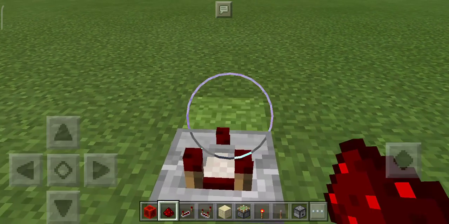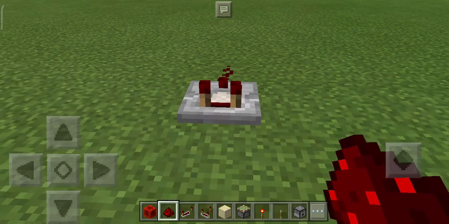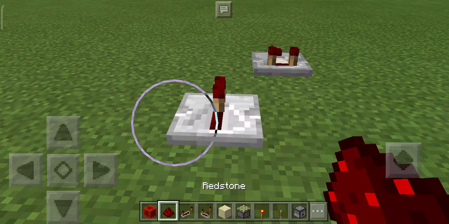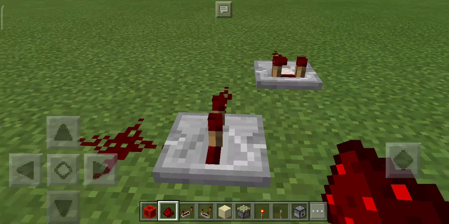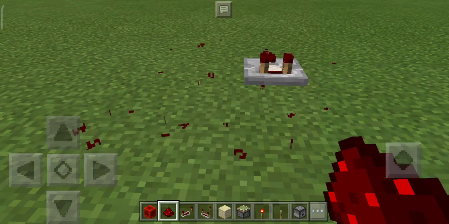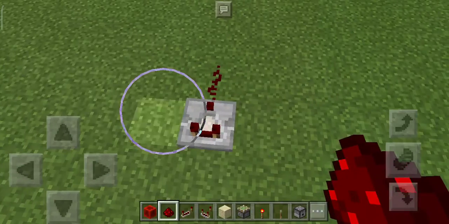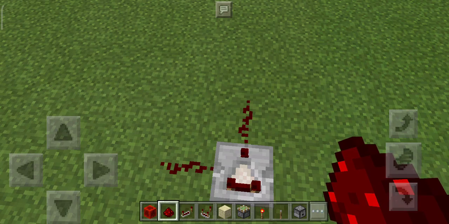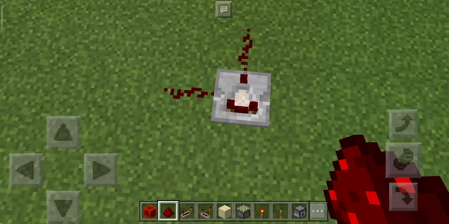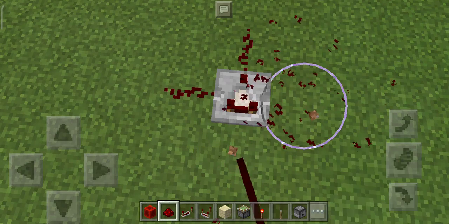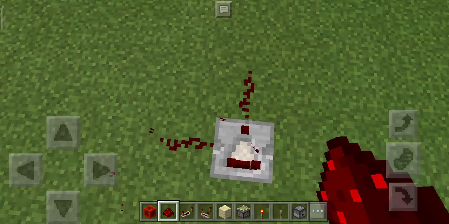Now, a comparator does exactly what it sounds like: it compares a signal. Unlike redstone repeaters, if you remember I concluded my last video by saying a repeater will not take a signal from the side. You would expect a redstone comparator to do the same, but wrong. A comparator does a different function. You can input pulses from all four sides. That's the interesting part about this, but I'll be using only two sides.